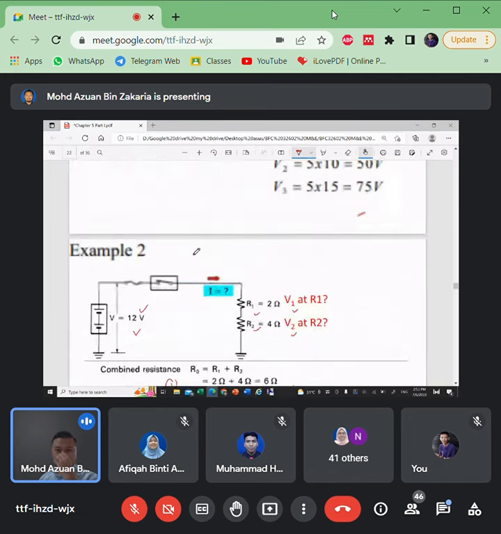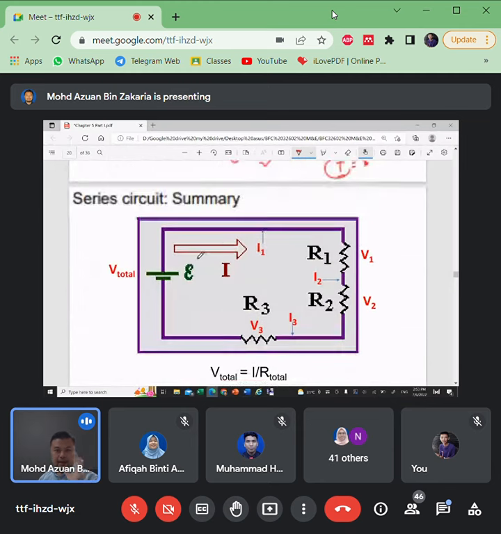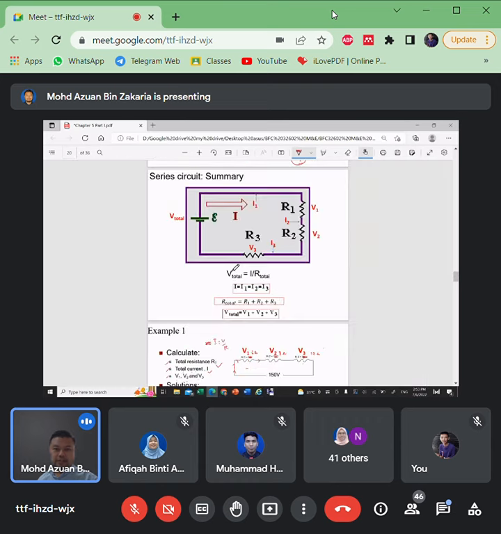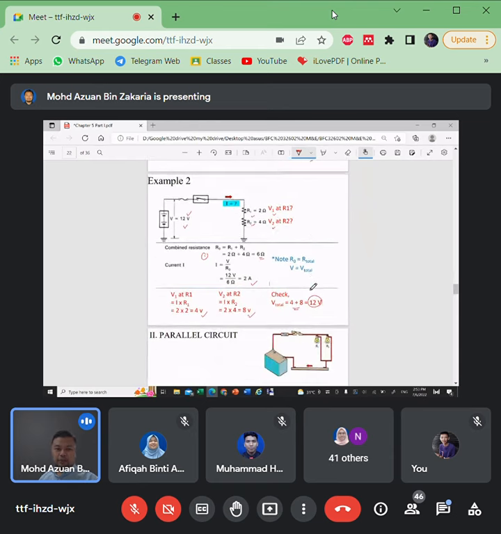So the main things for series circuit, you need to remember this. This page is very important. So I put star here. Remember this. Okay, let's look into a parallel circuit.